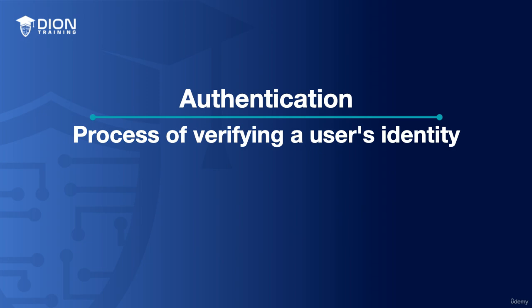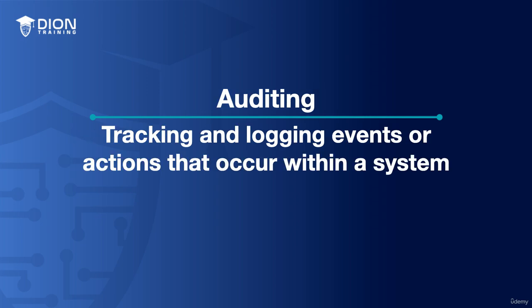Auditing involves tracking and logging events or actions that occur within a system. Auditing can be used to monitor and identify potential security issues, track system usage, or provide a record of activity for compliance and regulatory purposes. Auditing allows organizations to hold users accountable for their actions and helps to detect any unauthorized access to the systems or the data they contain.